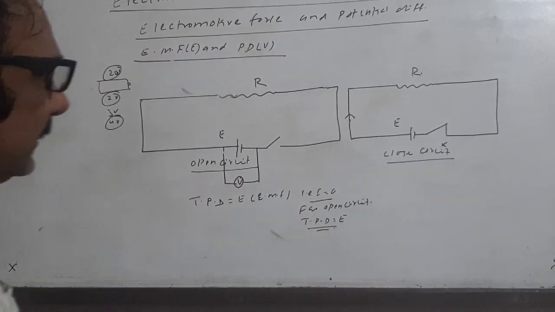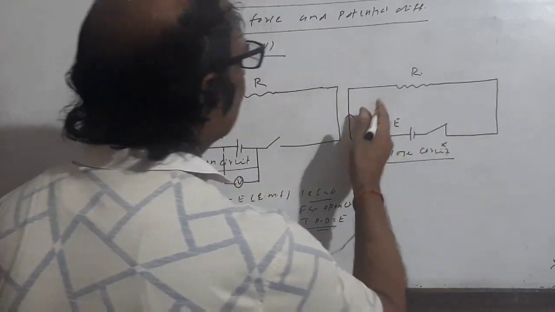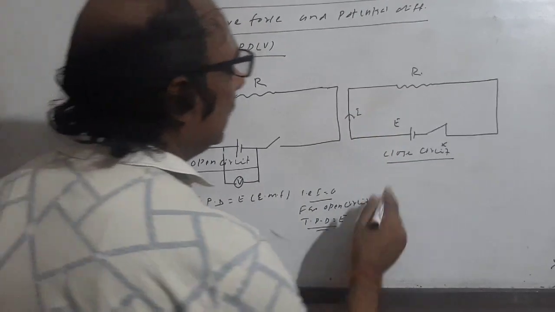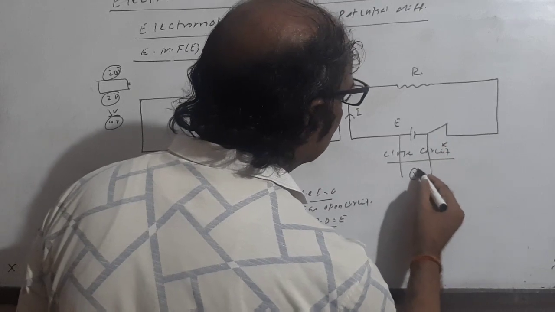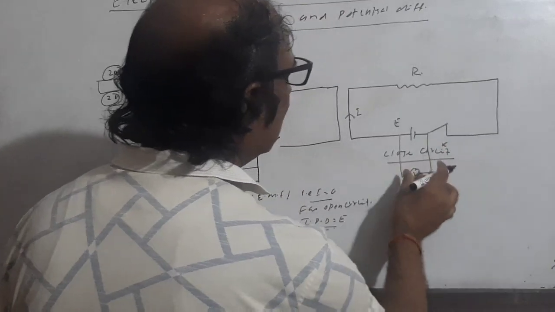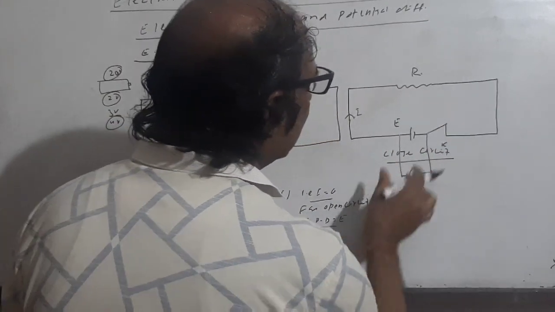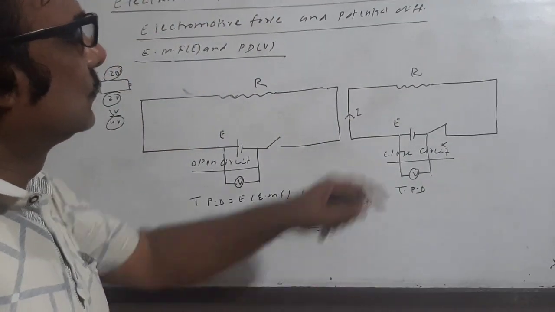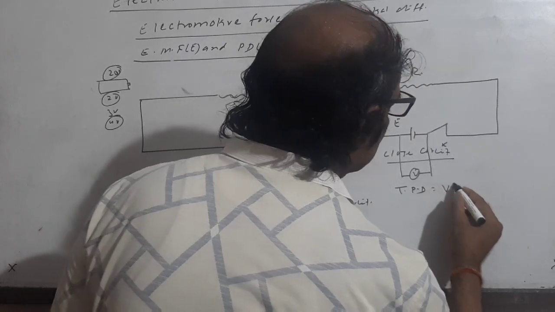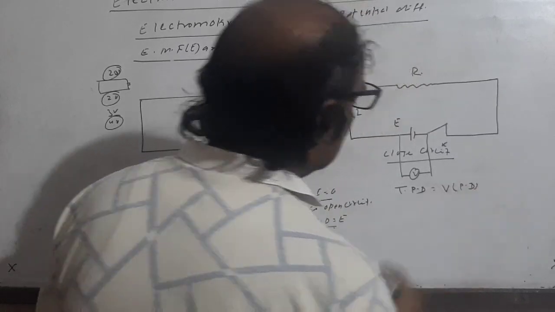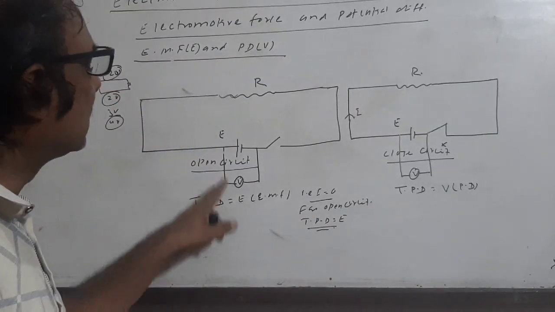Now come to the second figure. Here the circuit is closed, the key is closed, and that is why there is a flow of current I. And in this moment, if in the closed circuit a voltmeter is again connected across the source, now there is a difference in reading, and at that moment the total potential difference across the source, across the cell, is known as the potential difference. So both potential difference and the EMF are the terminal potential difference across the cell.